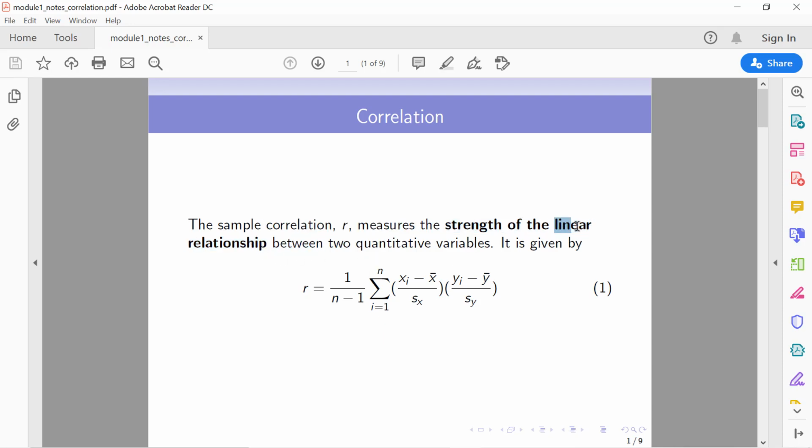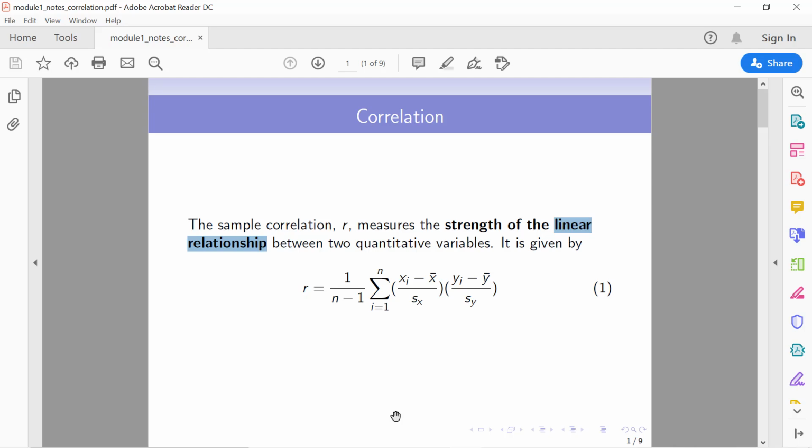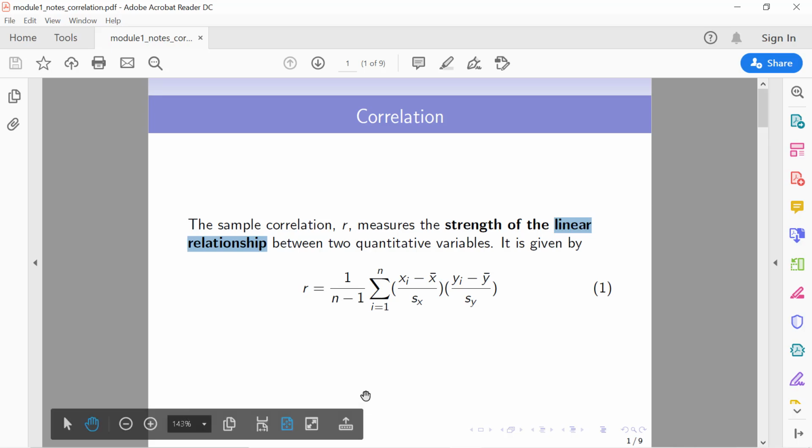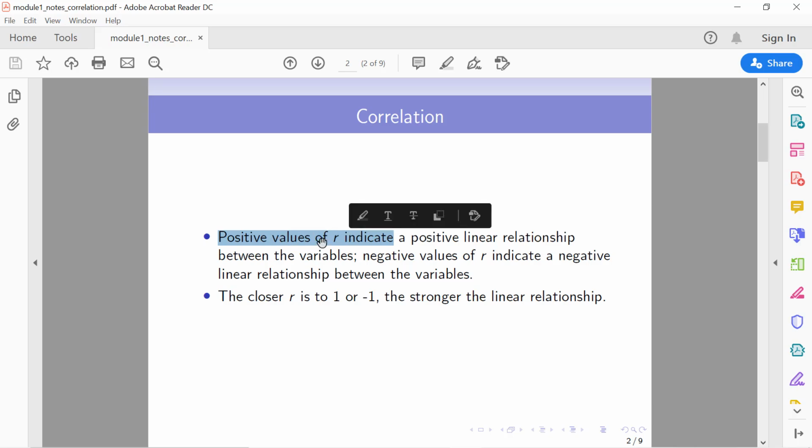A key part of this is that people miss or forget that it's meant to only measure the strength of linear relationships. That's one key point I'm going to emphasize in the next few slides. We typically know that the correlation is bounded between 1 and -1, and positive values indicate a positive linear relationship between the variables. A positive linear relationship means that as one variable increases, the other increases as well.